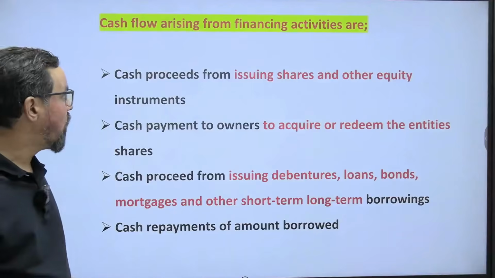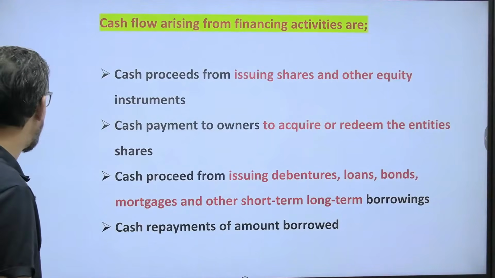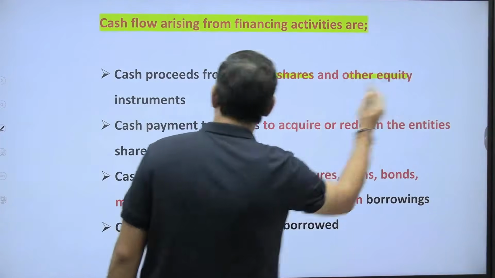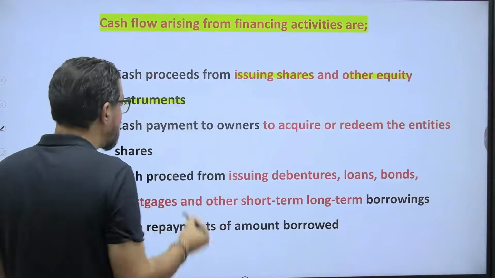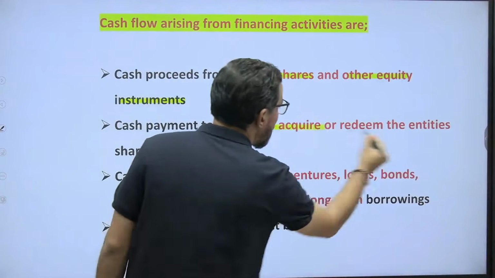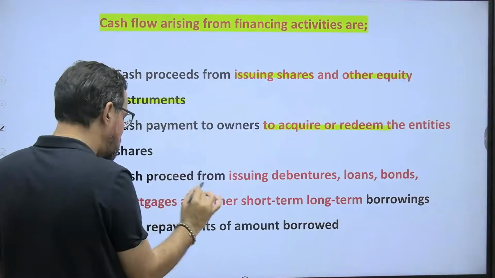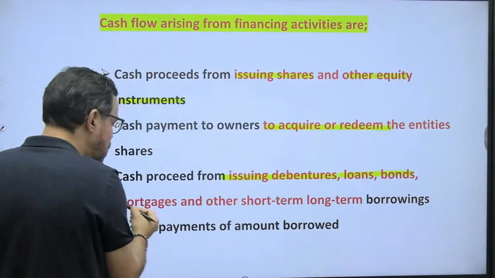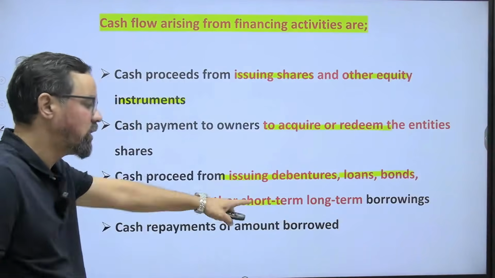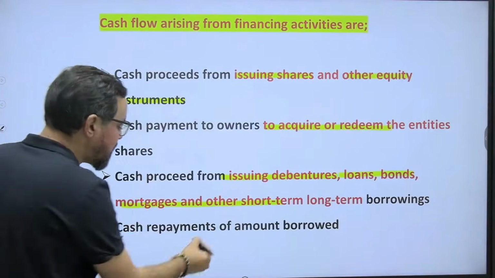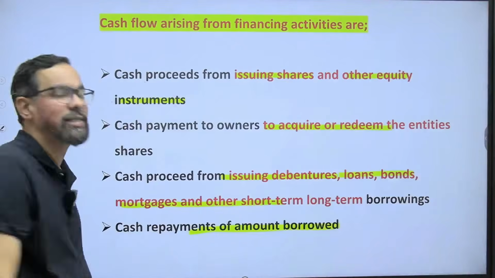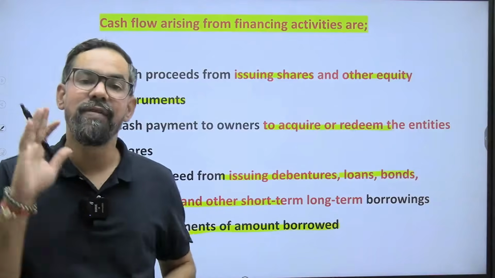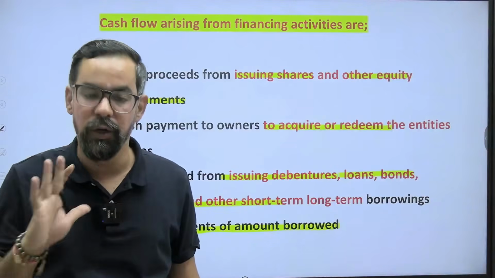Okay? So these are some major areas: cash proceeds from issuing of shares and other equity instruments like preference shares and others. Cash payments to owners to acquire or redeem, buy back the entity's shares. Cash proceeds from issuing debentures, loans, bonds, mortgages, and other short-term, long-term borrowings. Cash repayment of amounts borrowed. So these are the areas which are generally part of your financing activity. This is it. You have done 90% of this particular topic.